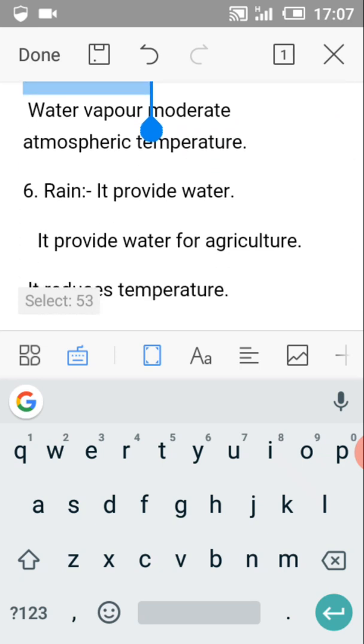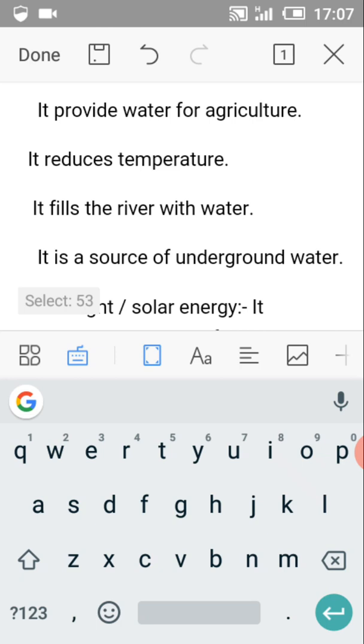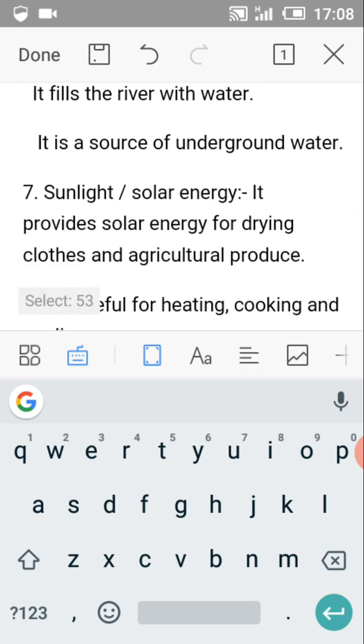Rain. Rain provides water for human consumption and for human uses. It provides water for agriculture. It reduces temperature. It fills the rivers with water. It is a source of underground water. It is also used for generation of hydroelectricity. It also serves as a medium for boundary demarcation. The river also serves a lot of uses.